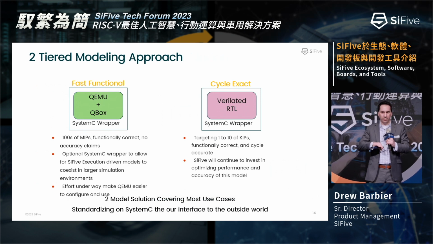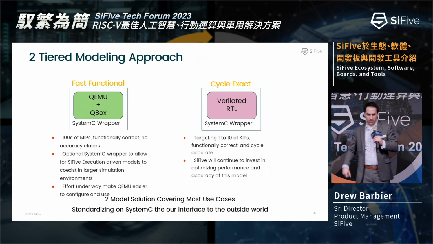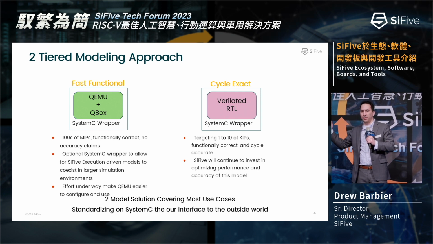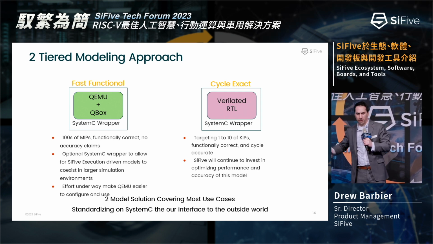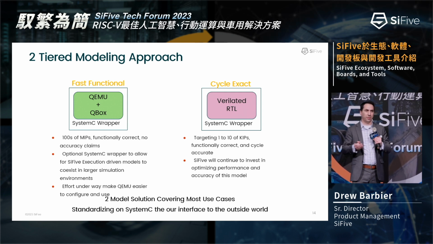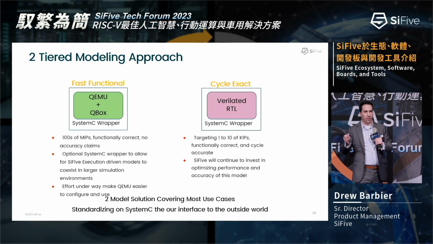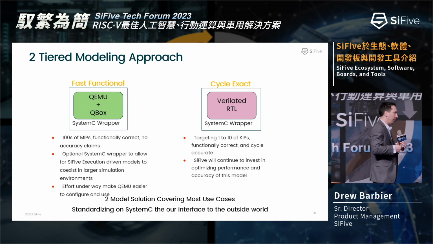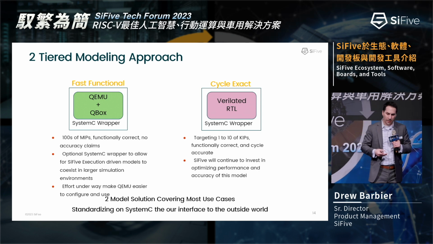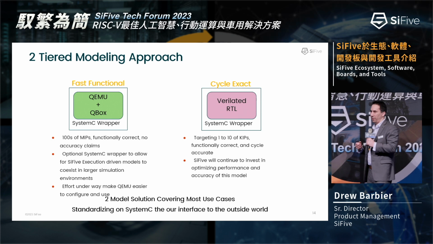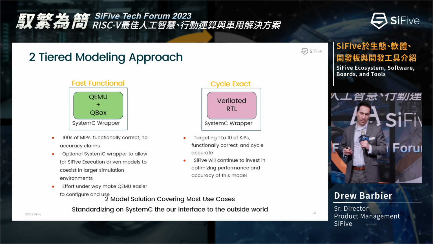So at SiFive, we have a two-tiered modeling approach. One is a cycle exact model. This is based on Verilated RTL, if you're familiar with Verilator. So this becomes available around the same time as the RTL. We have engineers who spent a lot of time optimizing the Verilator model to get as much performance out of it. But usually these models run around 10,000 instructions per second on a modern desktop machine.